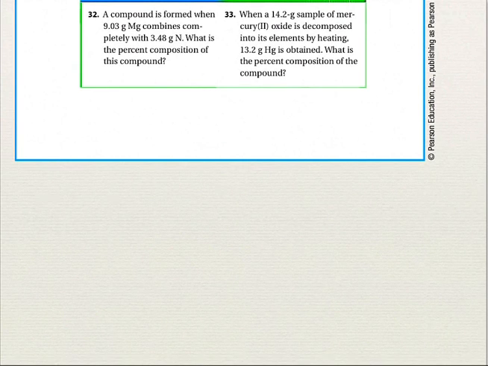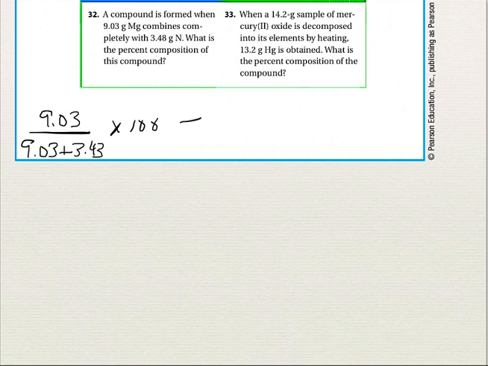All right, 32 says a compound is formed when 9.03 grams of magnesium combines with 3.48 grams of nitrogen. What's the percent composition? Well, part over whole. In this one, let's say we're doing magnesium, the part is 9.03. The whole is the total of those two, 9.03 plus 3.48, times 100. And when I do that, I end up with 72.2%. I'm pretty confident I did that one right, so I know the other one is just going to be the difference between that and 100. So nitrogen would be 27.8%.